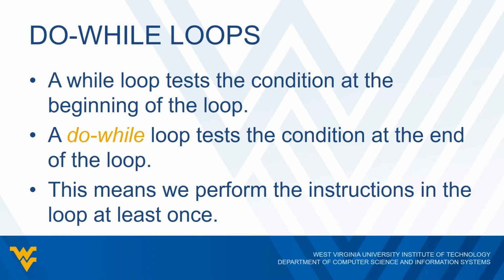And what this means is that we're going to perform all the instructions inside the body of the loop at least once. So we're going to go through all the lines in the loop, and then we check our condition. If it's true, then we'll go back and do those lines in the loop again. If it's false, then we'll just get out of the loop. So the big difference here is with a while loop, if the condition is initially false, we're not going to run any of the lines that are inside the body of the loop. Whereas with the do while loop, we are guaranteed to run the lines inside the body of the loop at least once.